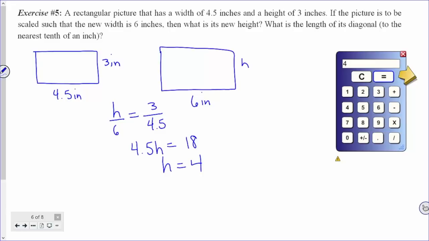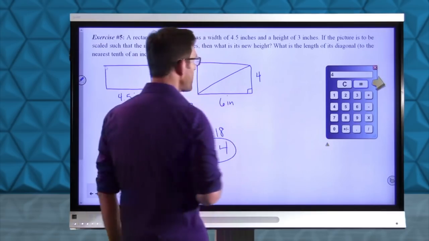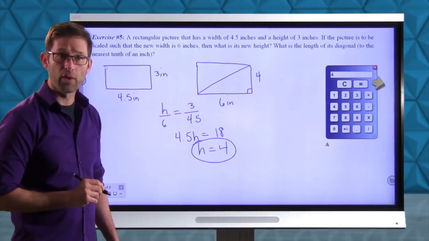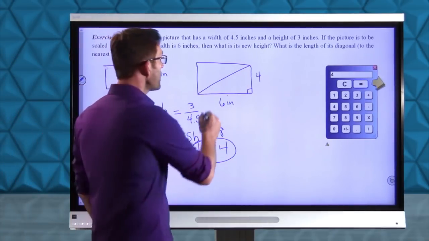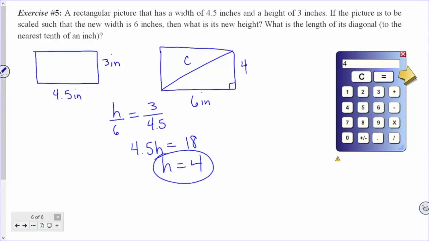What is its new height? Its new height is just equal to 4. All right, let me get rid of that. The other part of this question asks, what is the length of the diagonal to the nearest tenth of an inch? Well, this has nothing to do with similarity. That, of course, is just the Pythagorean theorem. So in that case, I can just do a little Pythagorean theorem.